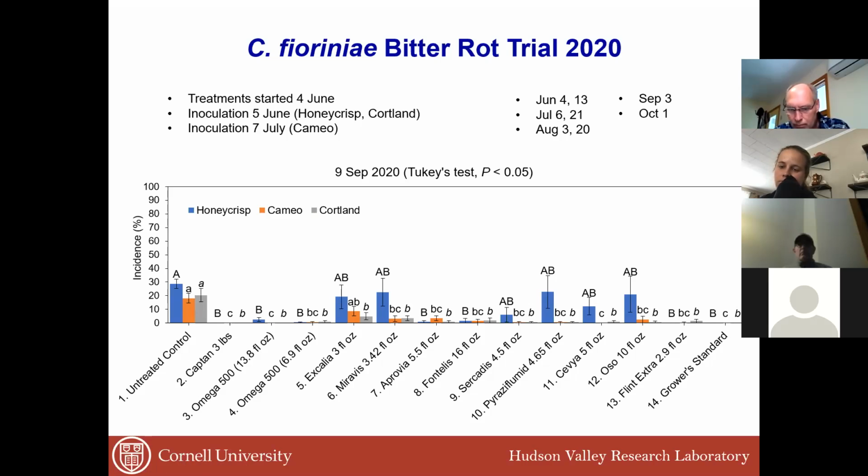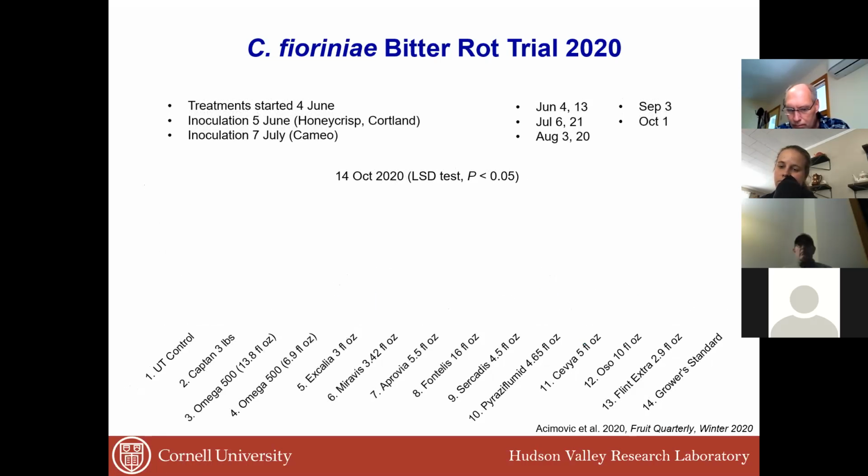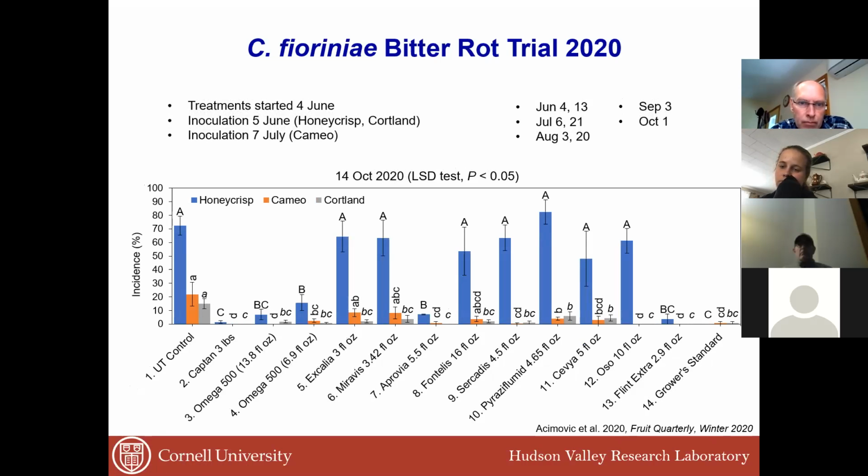But we didn't get discouraged by this. We continued this trial and rated the disease again on October 14th. At that point, we saw a separation of the means, and overall the most effective was Captan at 3 pounds, which is your treatment number 2. The next most effective were both Omega rates, at 6.9 and 13.8 fluid ounces.